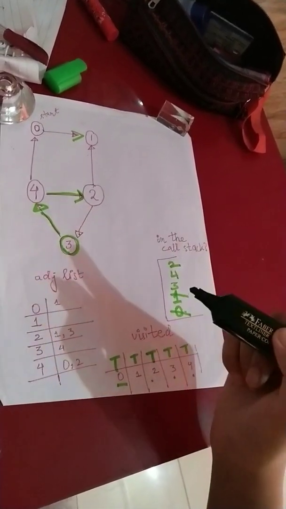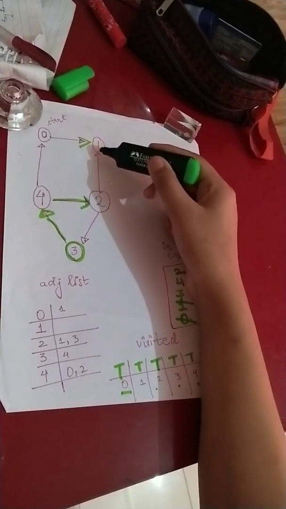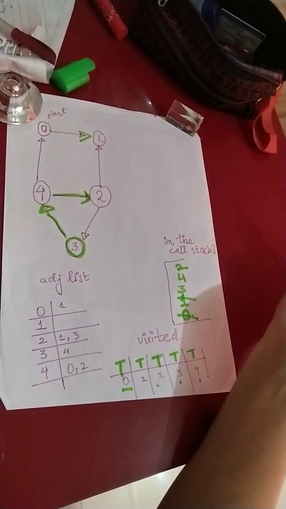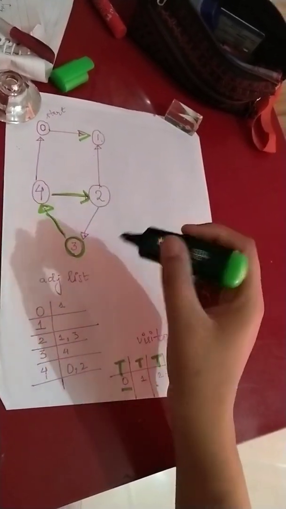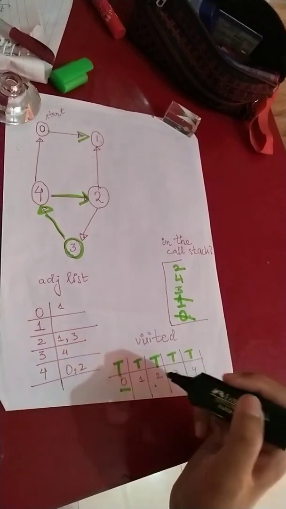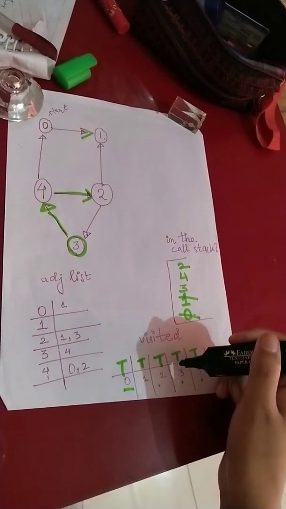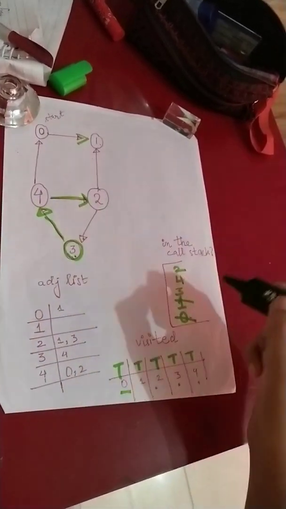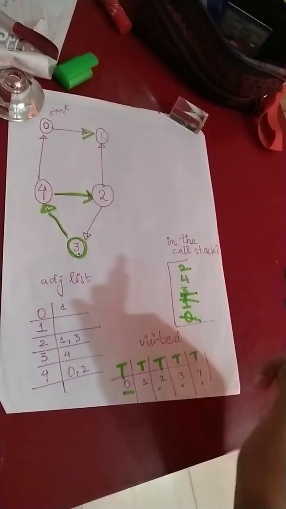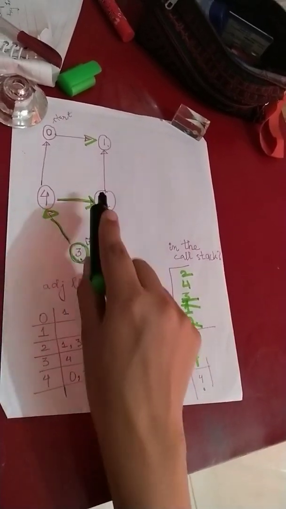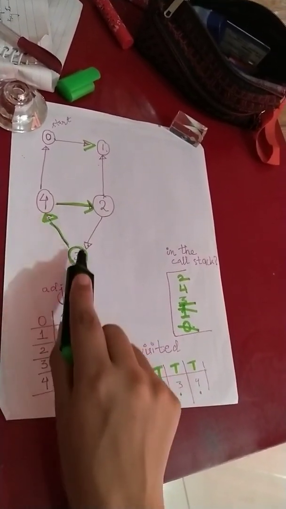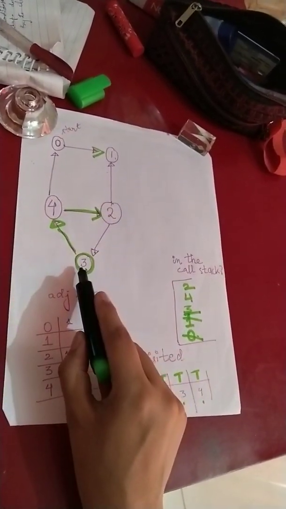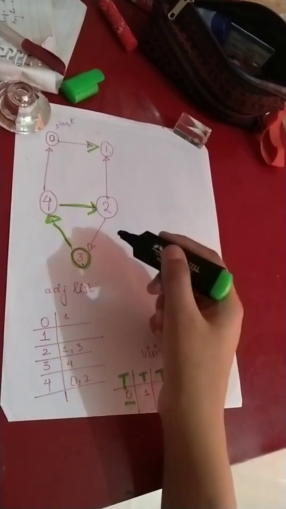From 2, there are two ways to go. One is to 1, but 1 has been already visited, so we can't go there. We have already explored that option. So from 2, we can go now to 3. Now 3 is also visited, so it means we don't have to explore 3. But what is different about 3? 3 is already in the call stack. So this means that while going in a depth first manner from 3, we reached 2, and from 2 I am reaching 3 again. So this indicates the presence of a cycle.